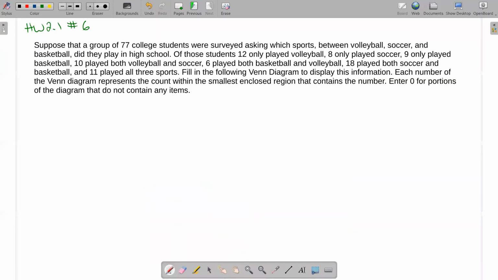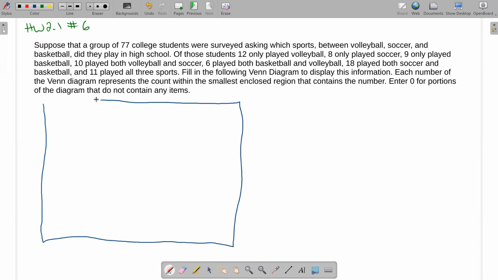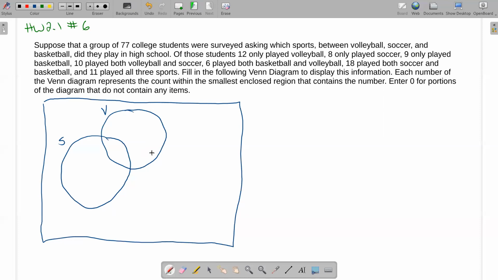So I'm going to try and take this information and fill in a Venn diagram. So we have our universe. I always like to draw that in, some rectangle everything has to live in. Then we have volleyball up here, we had soccer down there, and what was the other? Basketball over here.